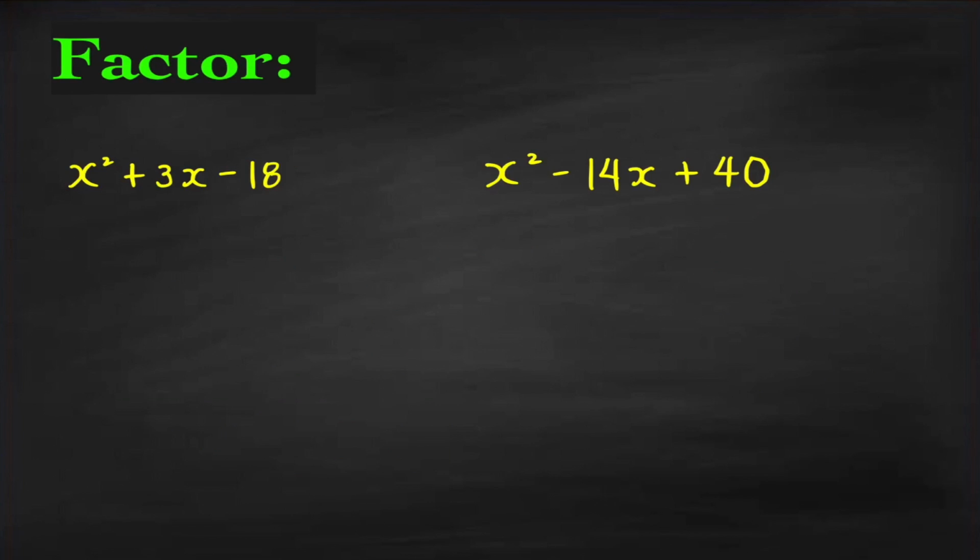Now let's consider these two problems, x squared plus 3x minus 18 and x squared minus 14x plus 40. Let's try this first problem. Of course, it's easy to factor this by the trial and error method, but here again, let's do it systematically: how to find the two integers whose product is negative 18 and whose sum is positive 3.